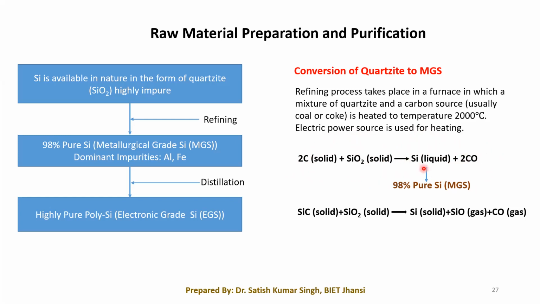The silicon that we have got here, in liquid form at very high temperature, is 98% pure. This is called MGS, metallurgical grade silicon. This silicon still contains impurities, which are aluminium and iron. These are the two impurities that will still be present in this silicon.